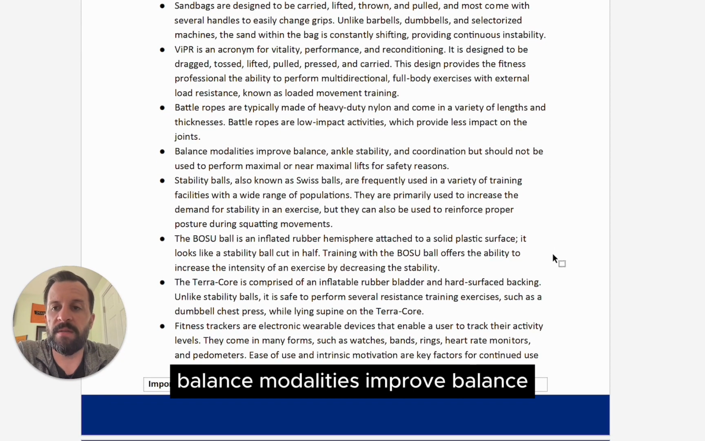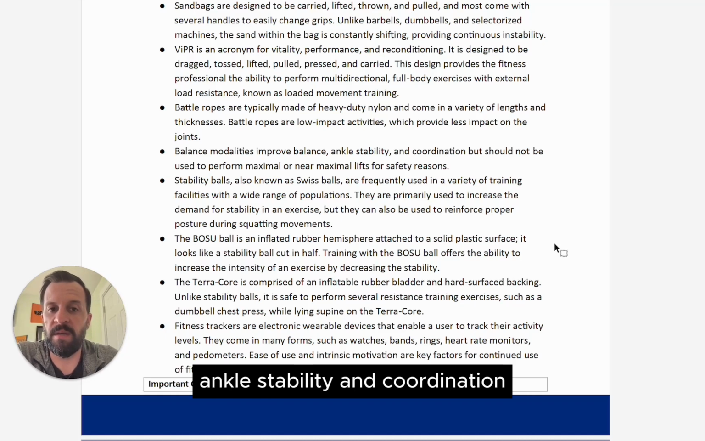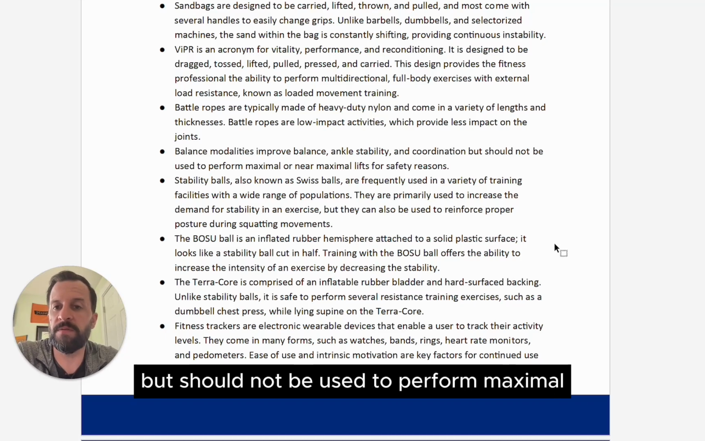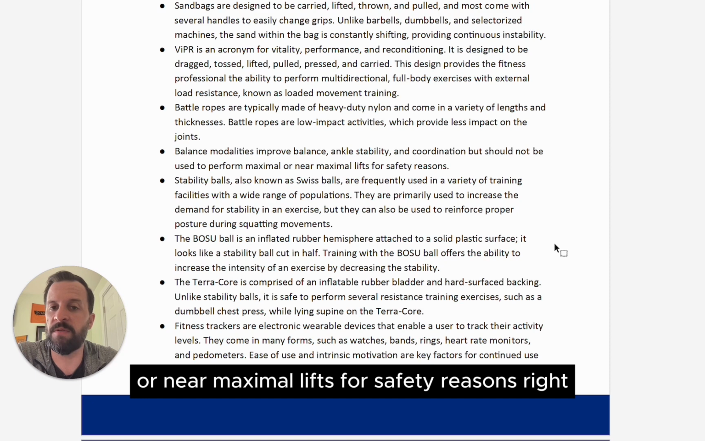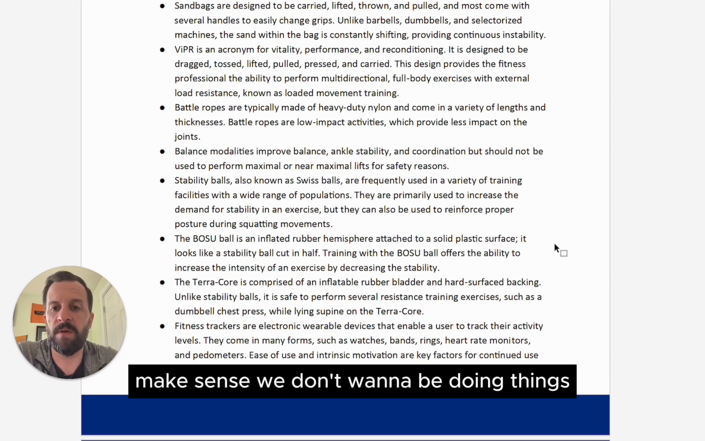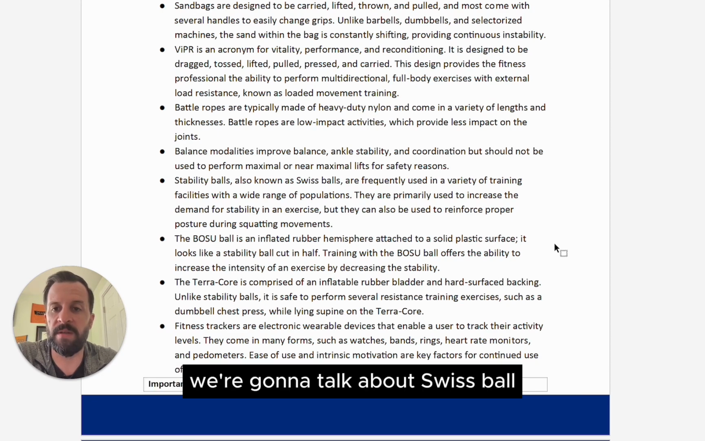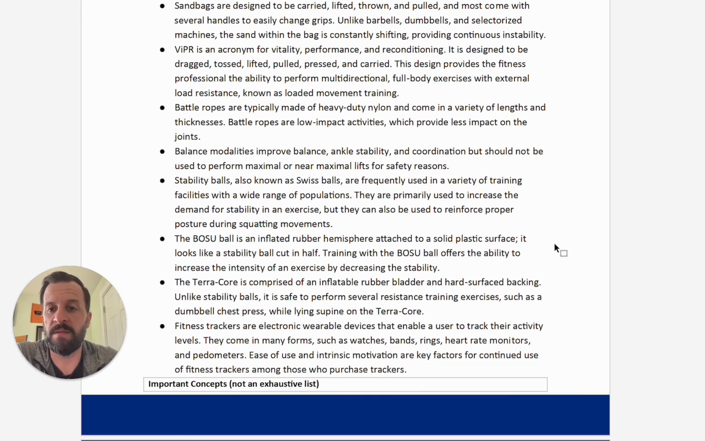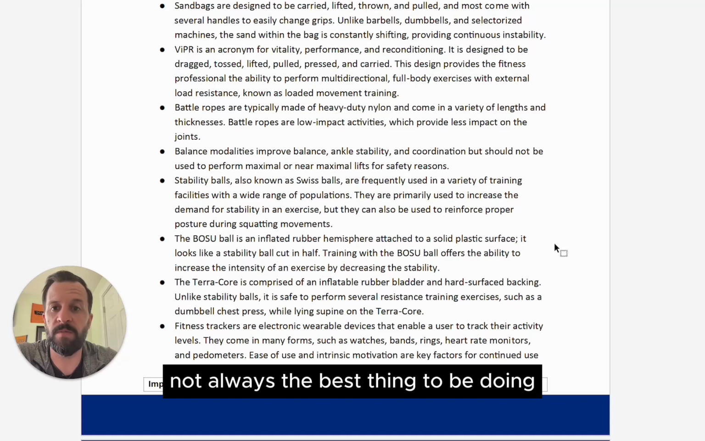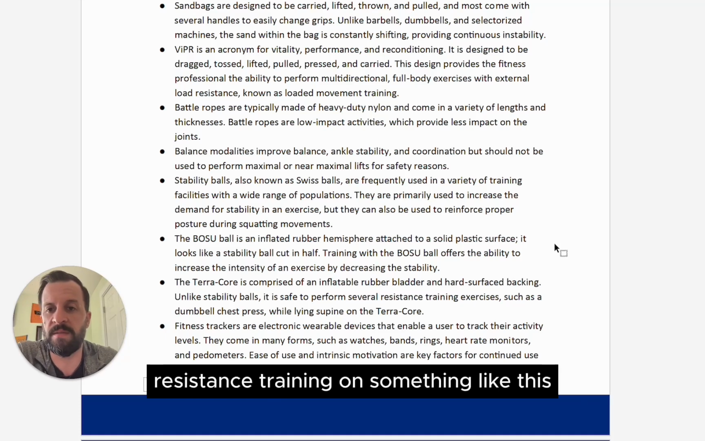Balance modalities improve balance, ankle stability, and coordination, but should not be used to perform maximal or near maximal lifts for safety reasons, right? Makes sense. We're going to talk about a Swiss ball, a stability ball, not always the best thing to be doing resistance training on something like this.